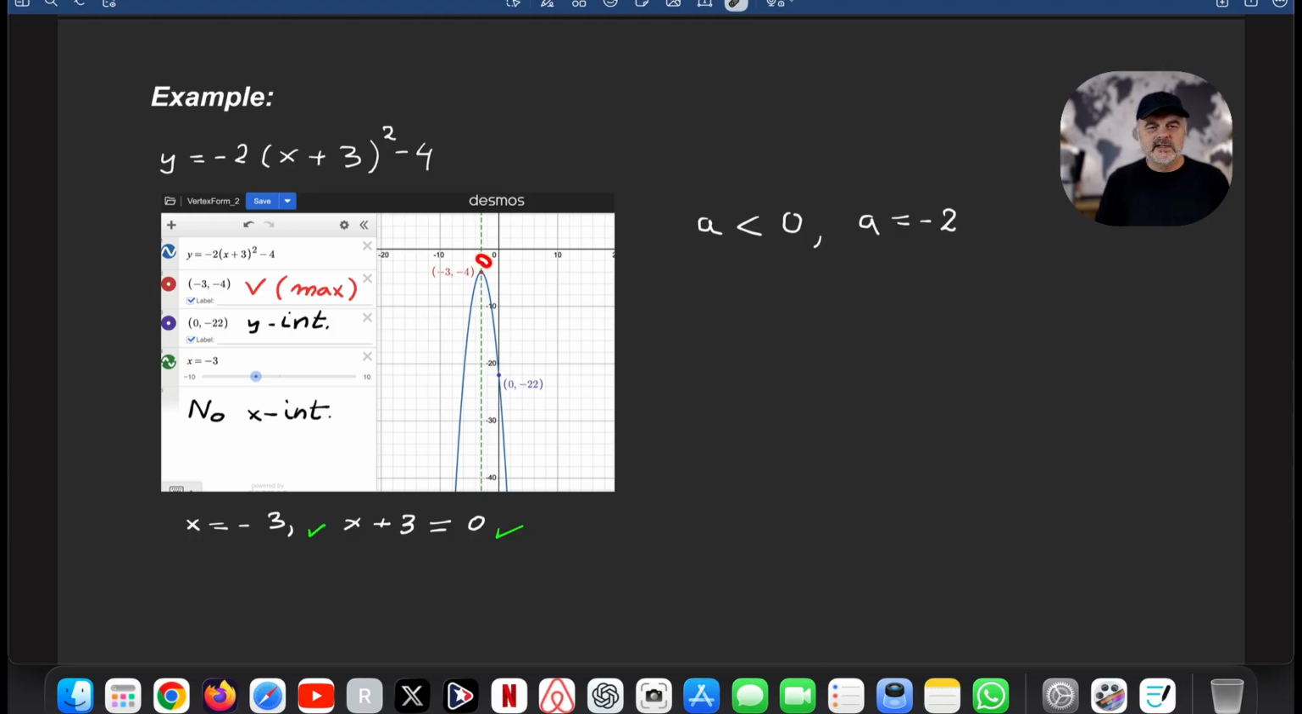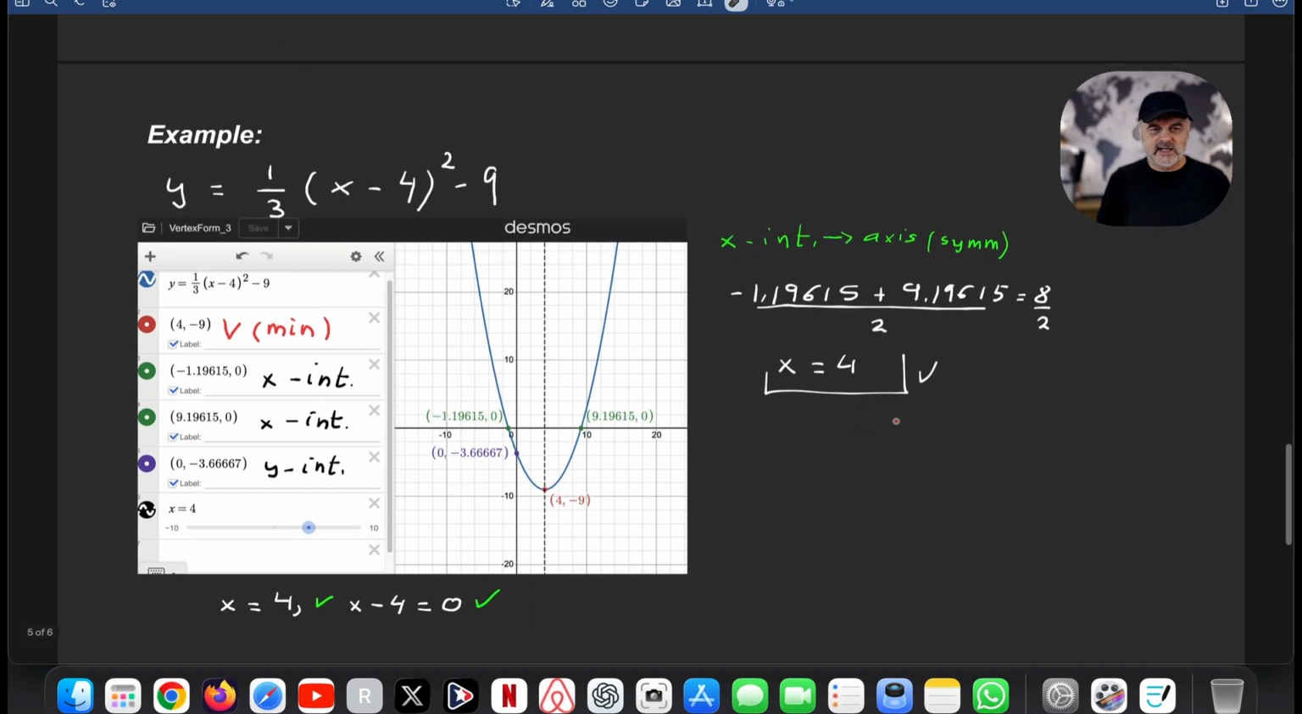The vertex is the maximum value of the function, where the maximum value occurs at -3 for x. And how much is the maximum value of the function? It is -4. So this is the highest point on the parabola. The y-intercept we already discussed: x is equal to 0, y is equal to -22. And for the x-intercept, you understand by observing the graph, or you can attempt the calculation by setting this equation equal to 0. So those are the things that you can grab from vertex form.